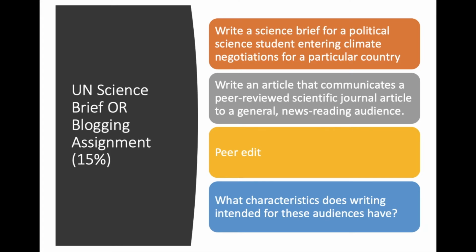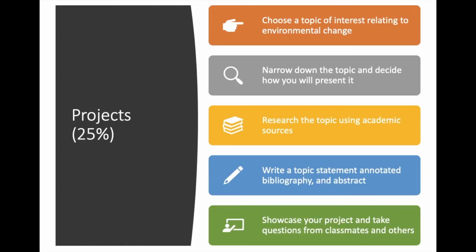The second possibility is writing a blog article that communicates a peer-reviewed scientific journal article to a general news reading audience. There will be some peer work involved with this. It will be different depending on what option you choose, but we'll talk more about that in class. But either way, we're really going to have to consider what characteristics does writing for each of these intended audiences have.